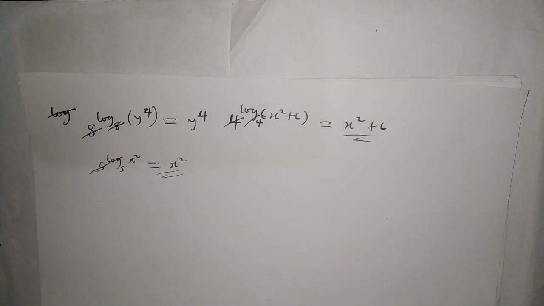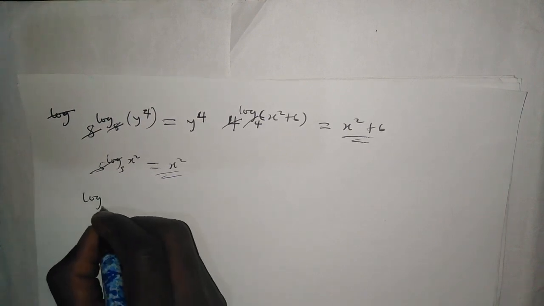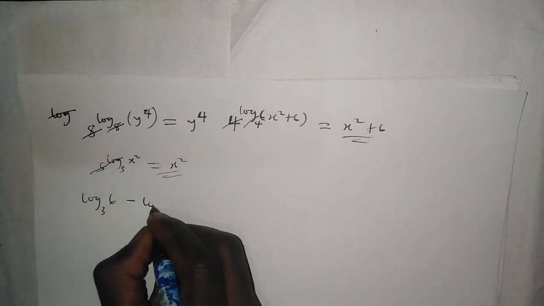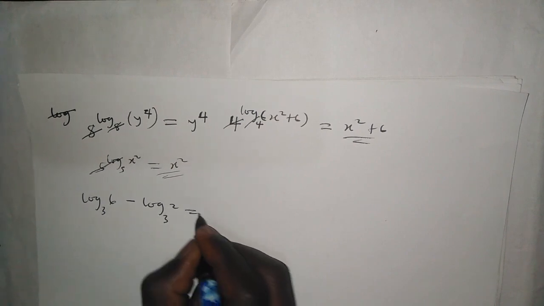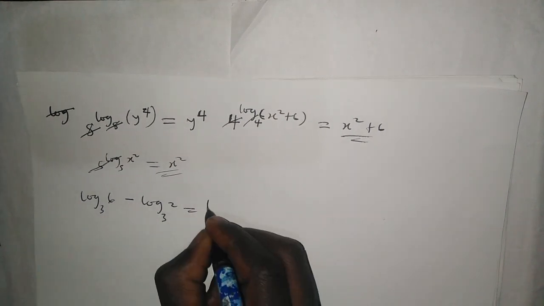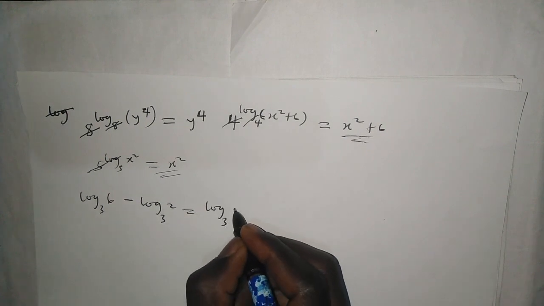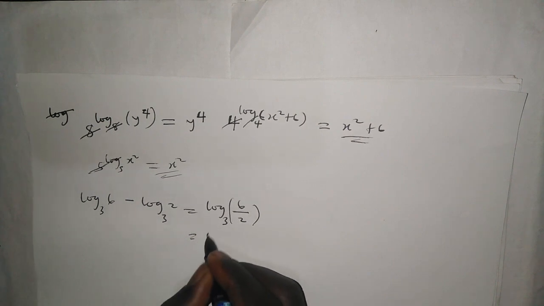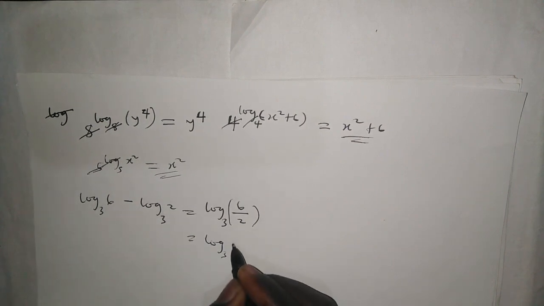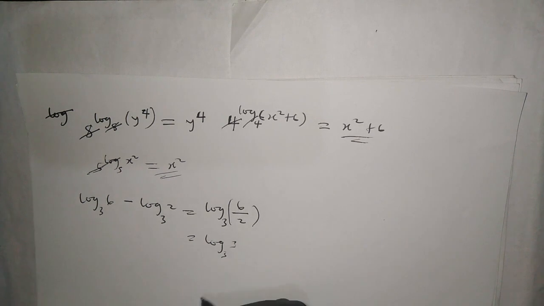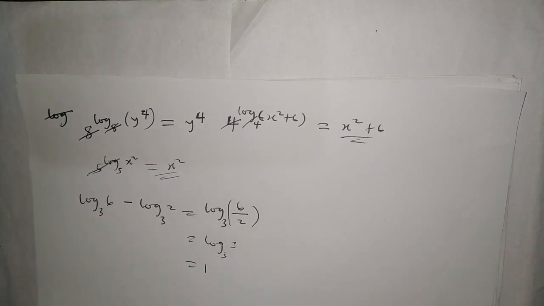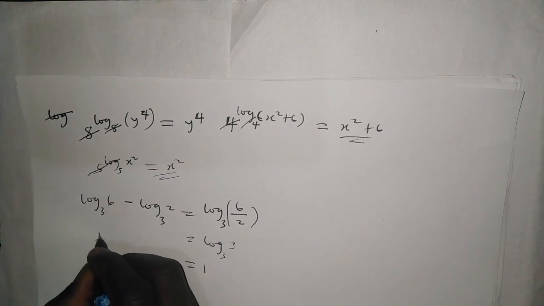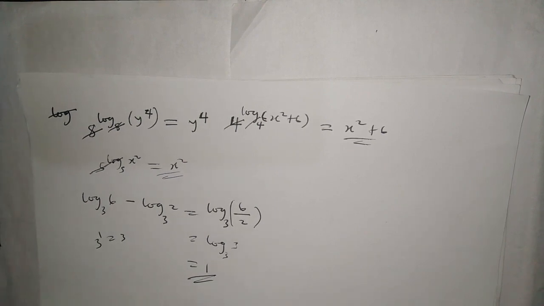Now, how about simplifying a log expression? Let's say we have log 6 base 3 minus log 2 base 3. Now, to simplify this log, we simply say log 6 divided by 2, base 3. Next, you know the ones with positive will go on top and the ones with negative will come down. And that's because 3 raised to power 1 is equal to 3. So this is how you simplify this log.